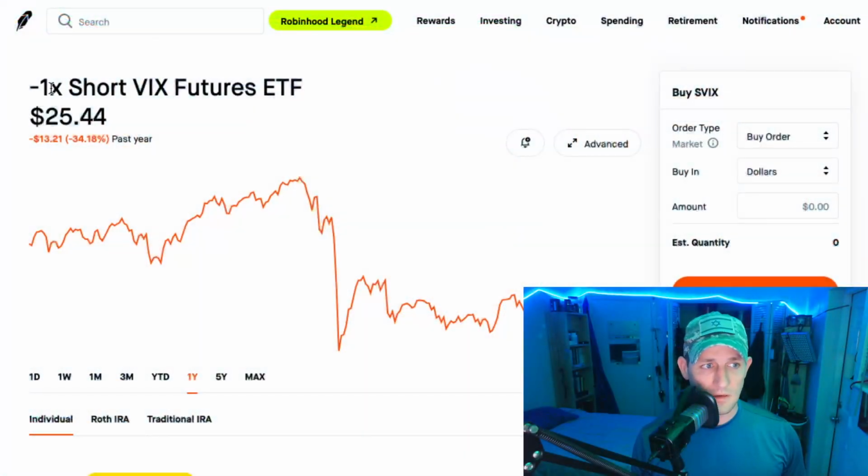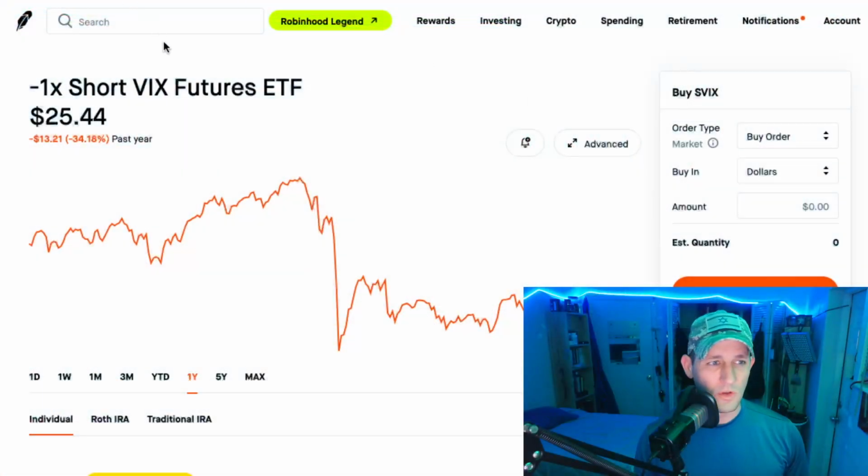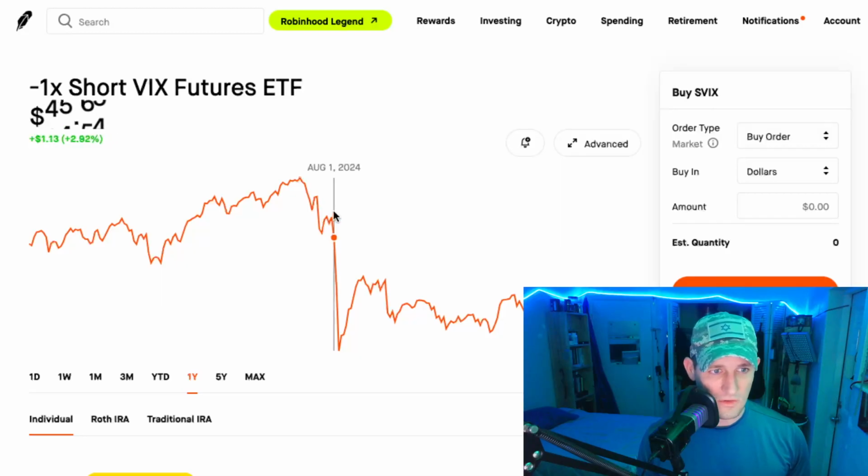So with this fund, inverse 1x short VIX, what this does is when there's a spike in the market or a spike in volatility with the S&P, usually what that means is the S&P is dumping. You would see something like this. Here is July 31st, and between July 31st of last year and August 5th of last year, it lost like $20 a share.